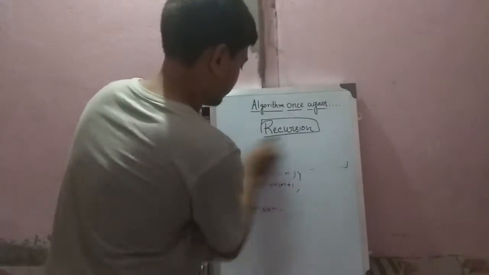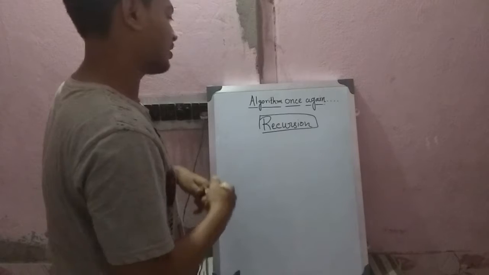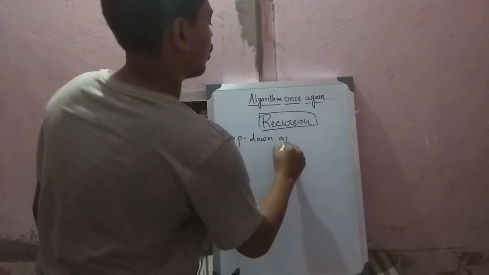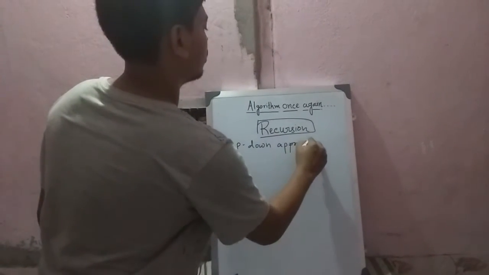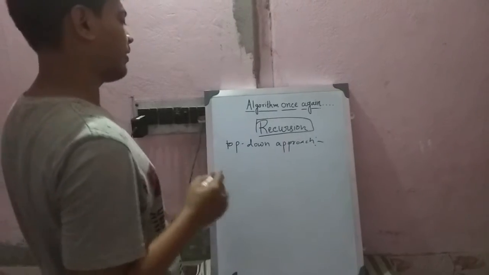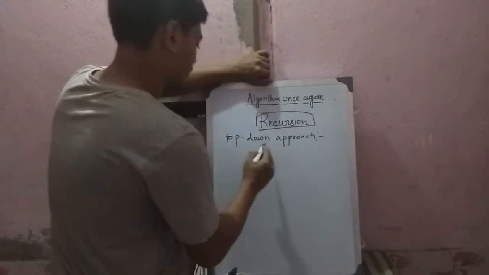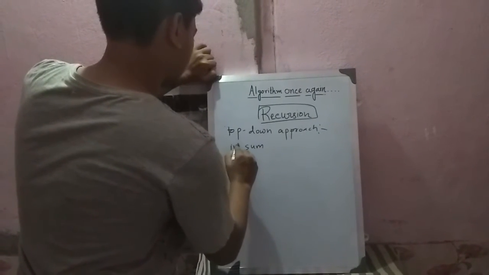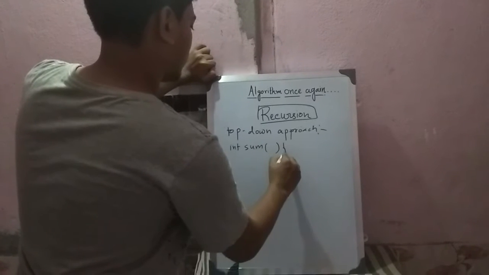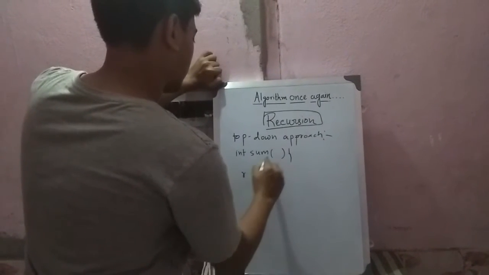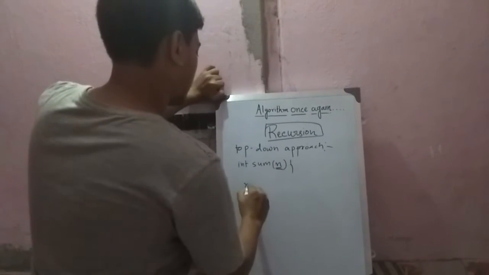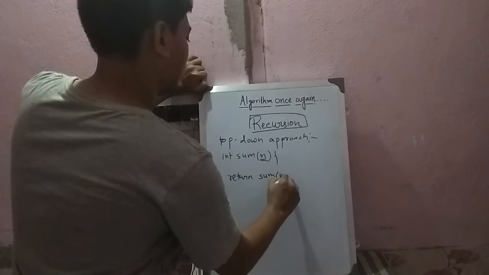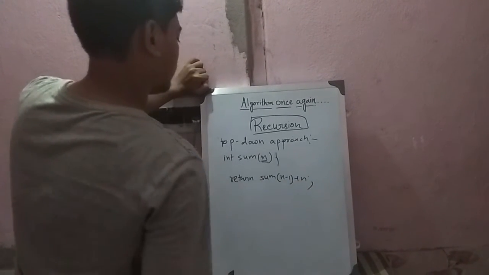Recursion is a top down approach. So for a code like sum of n numbers, how do we solve it? Let's take a function, int sum, of n numbers, and return sum of n minus 1 plus n.